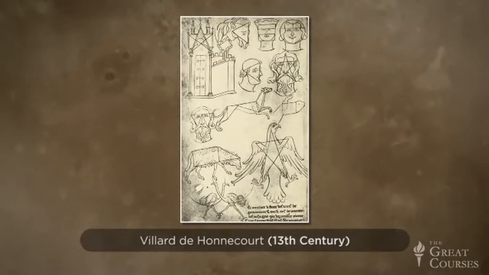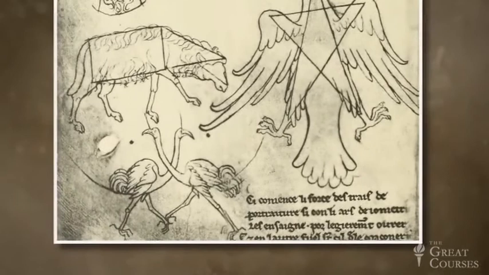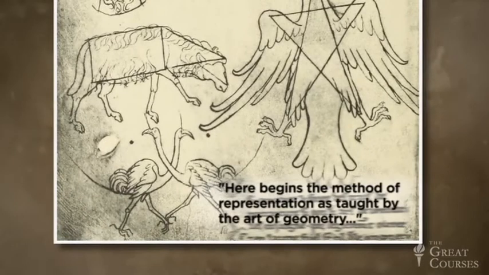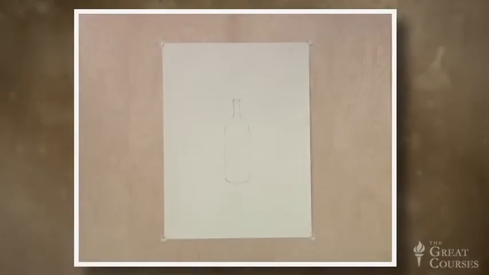People have been using shapes in just this way for a long time. This is a page from the sketchbook of a 13th century Frenchman named Villard de Honnecourt. Part of the inscription reads, "Here begins the method of representation as taught by the art of geometry." So let's adopt this method. We'll start with an object often found in still lifes, a wine bottle.